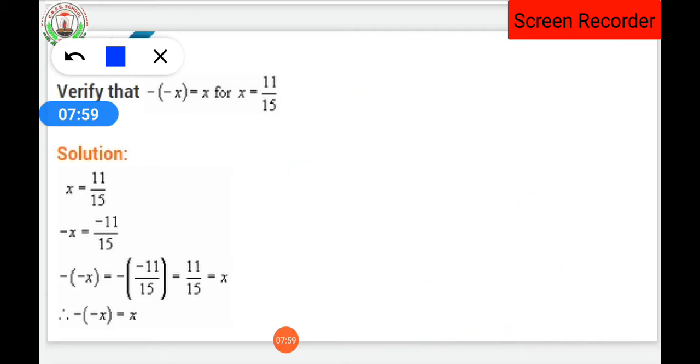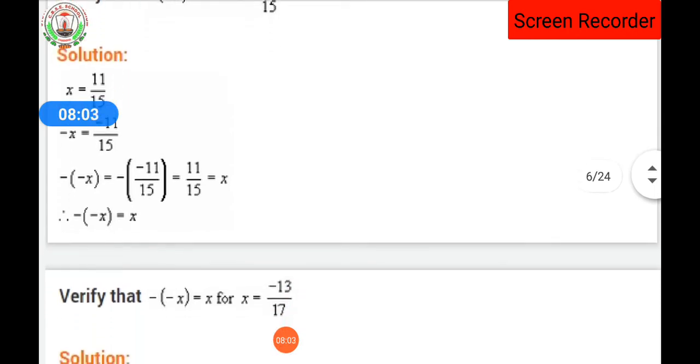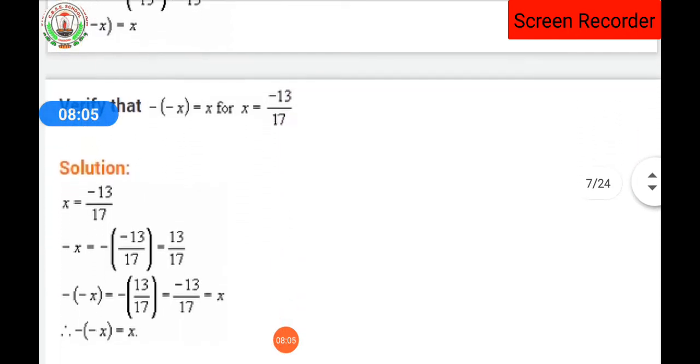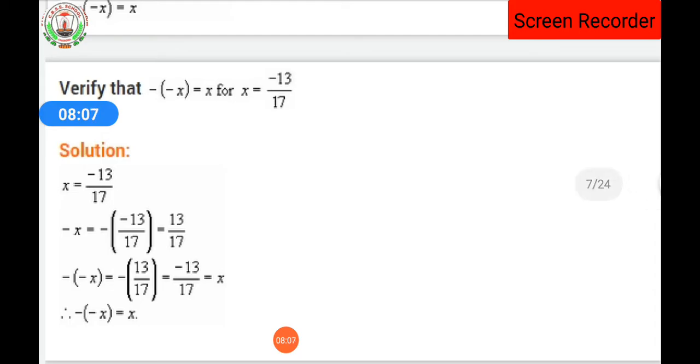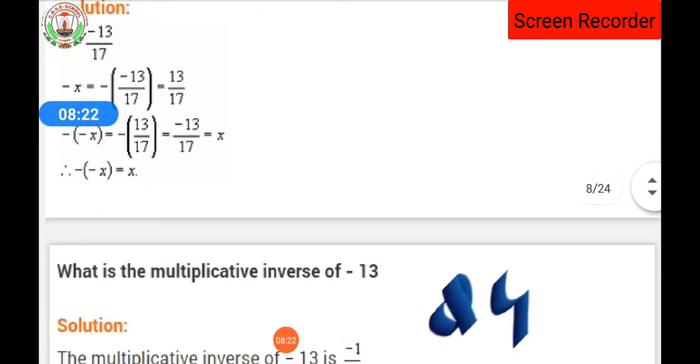Isn't it? So in this way we verified by putting the value of x equal to 11 upon 15. In the same way you have to substitute the value x equal to minus 13 upon 17 in the equation. Then only you will get it verified. Okay, so try to do the second part the same as the first part.